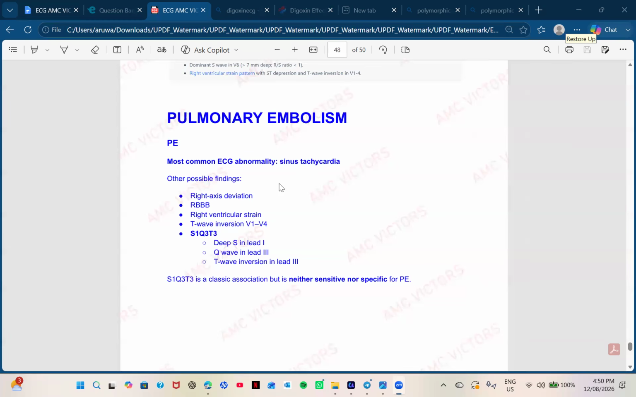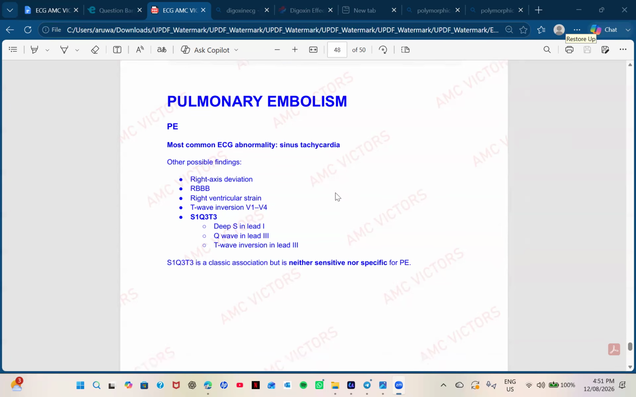That is given as an image question as well. Okay, that is given as an emergency question. What is the most common abnormality given a PE scenario? Most of the doctors, when we were doing pulmonary embolism, have chosen S1 Q3 T3, but that is not the most common. The most common one is sinus tachycardia.